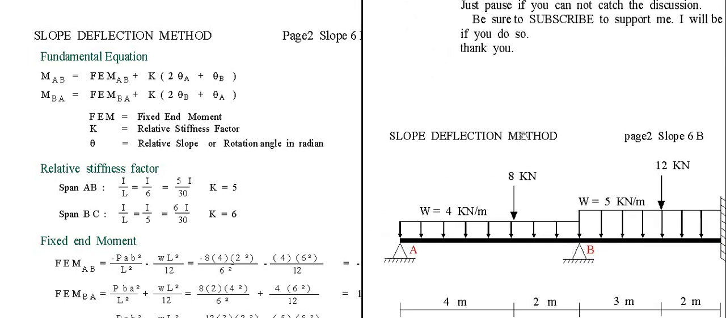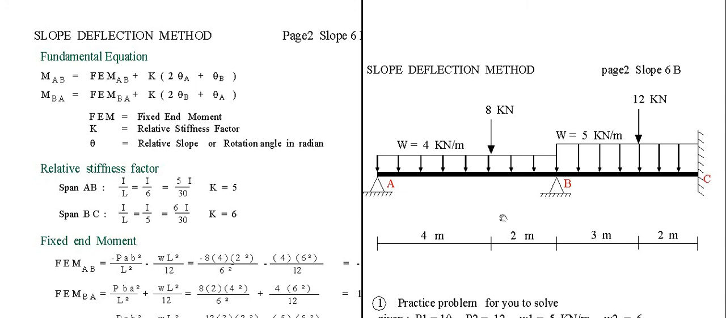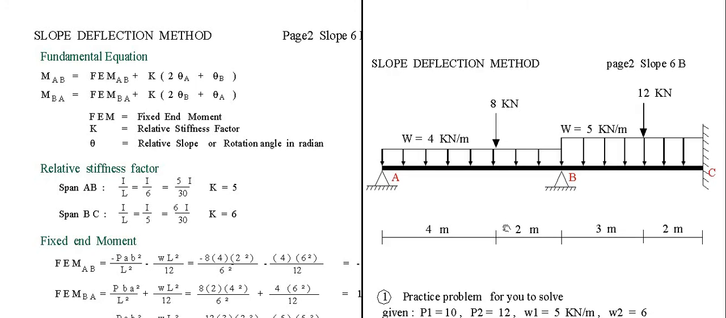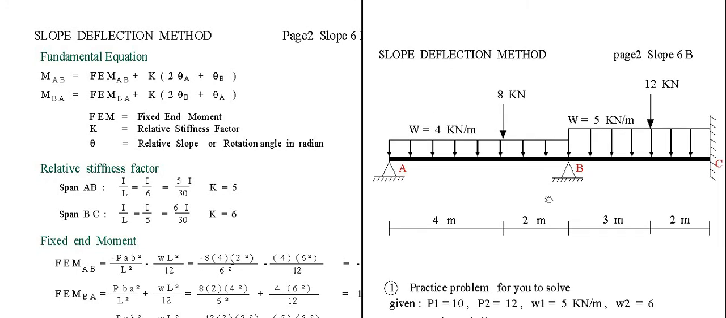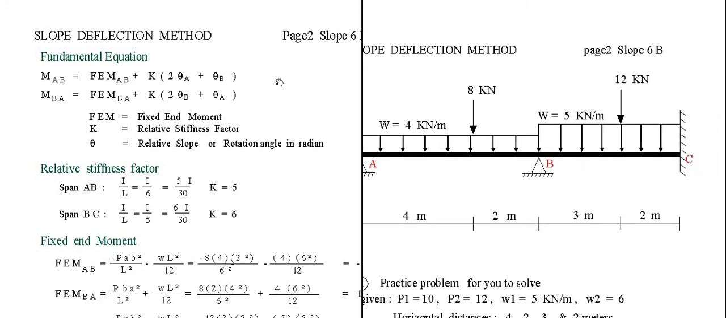Today we have this two-span beam with a fixed end on the right. The loading is assumed. We have the basic equation of the slope deflection.